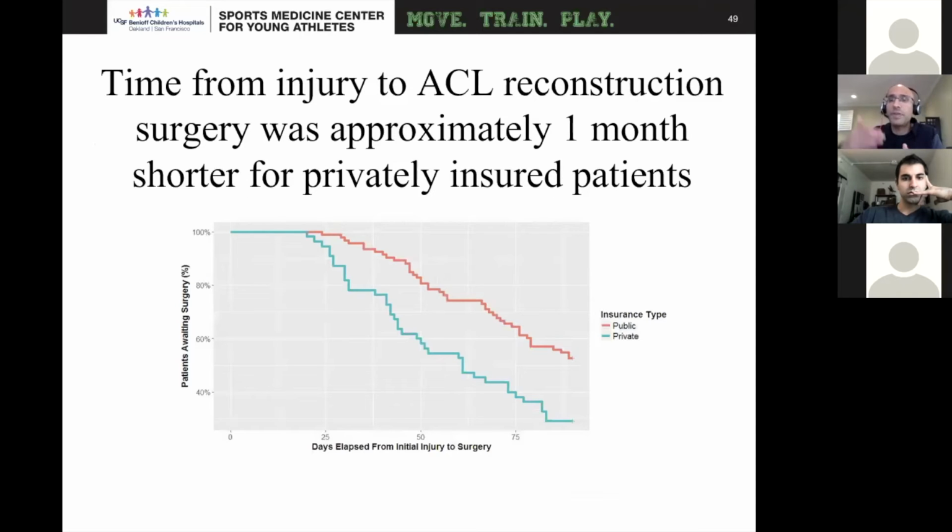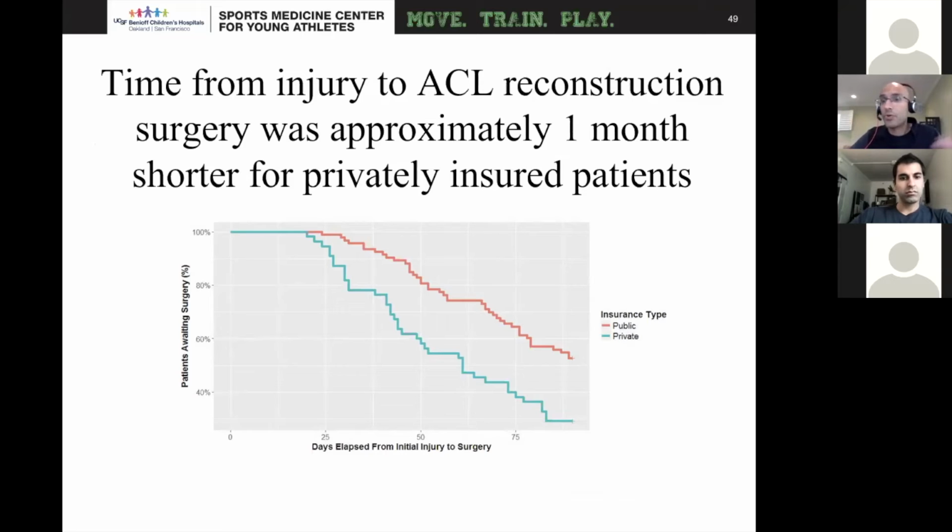We also found that even getting them in afterwards, once they had a diagnosed ACL tear, was approximately 1 month shorter for privately insured patients. It's the authorization process, the ability for the surgery schedulers to contact them because their parents are typically working. So all these different factors play a role in why they're getting scheduled 5 to 6 months out from their injury.